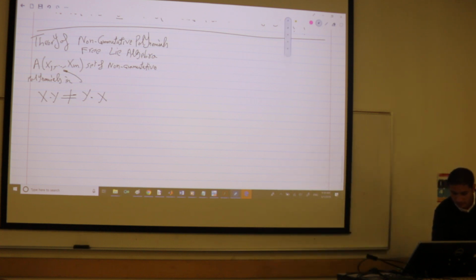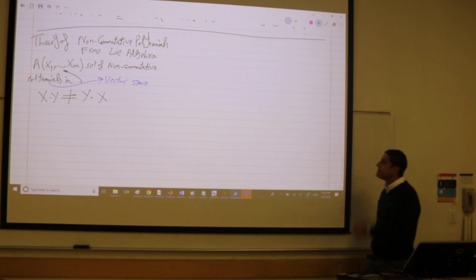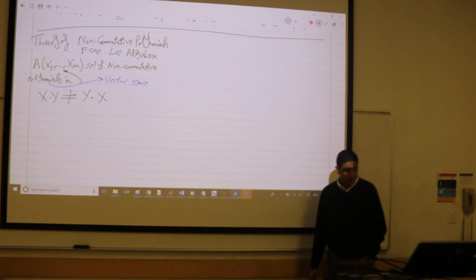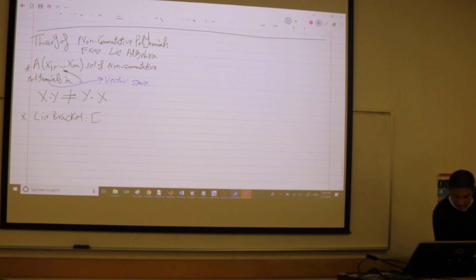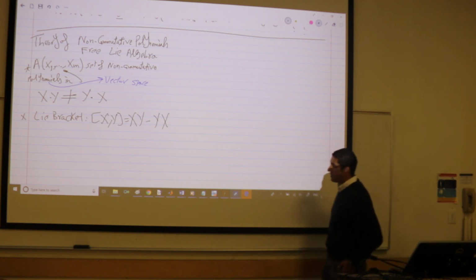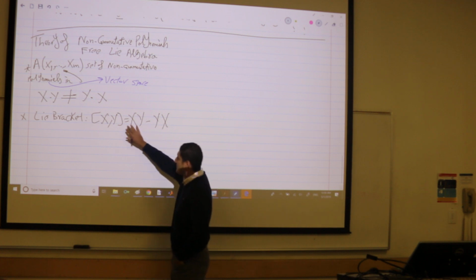And as you know, polynomials form a vector space, right? Because I can add two polynomials and the addition is commutative, and I can multiply by scalars. So this is a vector space. And because here they are non-commutative, it is tempting to define a Lie bracket. Why? Because I can simply define my Lie bracket between two polynomials x and y as xy minus yx. You just said that they are not the same.